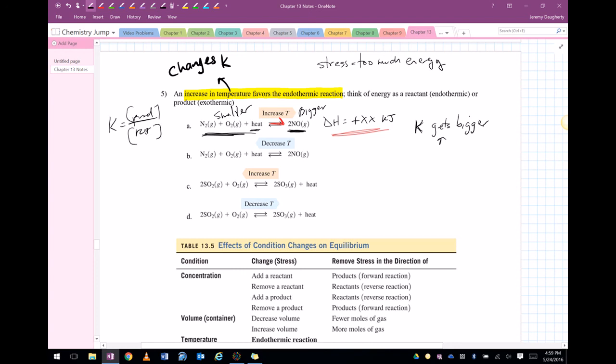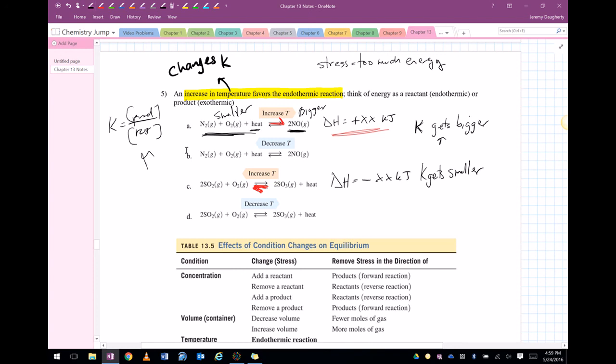All right. Here's an exothermic reaction, so that's negative something, right? So in this case, if I increase temperature, it's going to shift to the left. Right, because if the forward reaction is exothermic, the reverse reaction is endothermic. So in this case, K is going to get smaller, and basically for the opposite reason. Okay?